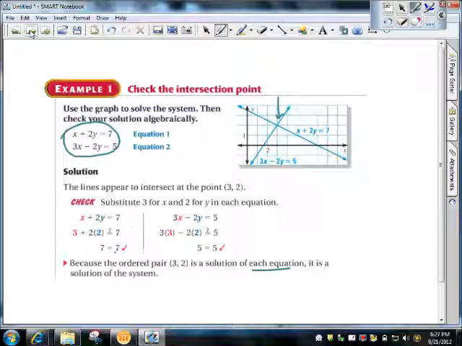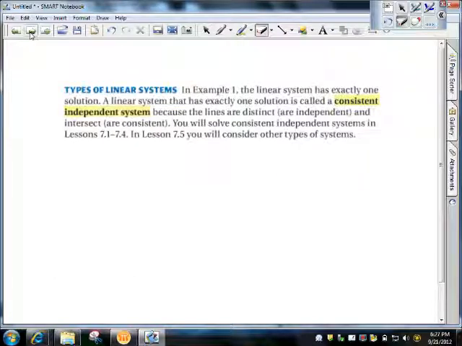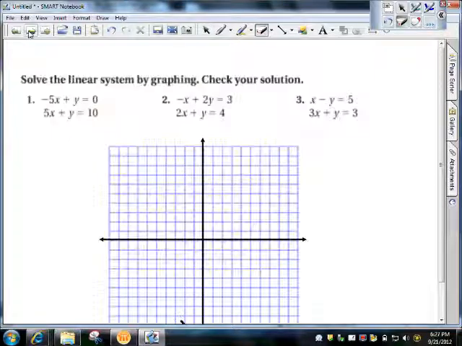So right here they have an intersection of coordinate (3, 2). And so to make sure that I'm correct, I'm going to plug it into both equations. There's no need to get these wrong, especially when you can check them. Now the type we're going to work with here is consistent and independent. Consistent means there's a solution, and independent means there's only one solution. So here's 3 examples of problems, and I have my grid.